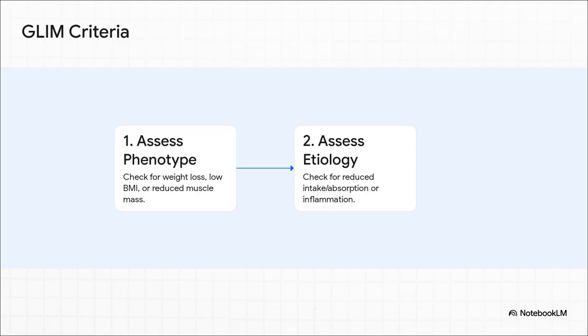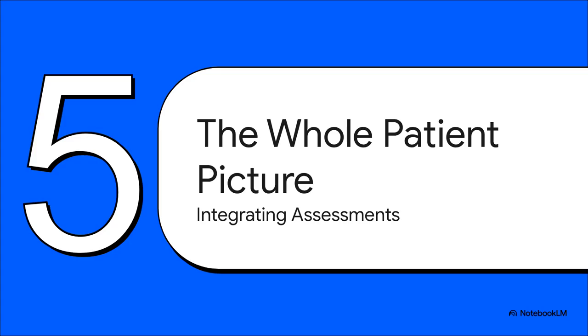So, how do you diagnose malnutrition when you're super busy? The GLIM criteria give us a really straightforward two-step framework. First, look for a physical sign. That's the phenotype. Then, identify a cause, the etiology. If you have at least one from each of those categories, you've got your diagnosis. Simple as that. Now that we've looked at key areas like prevention and nutrition, let's zoom back out.